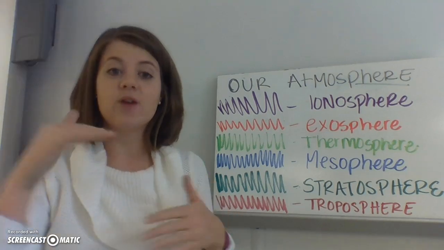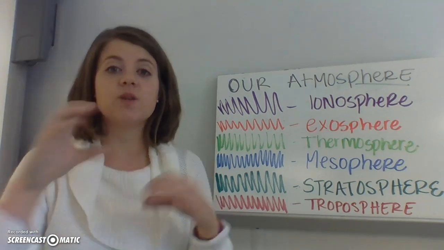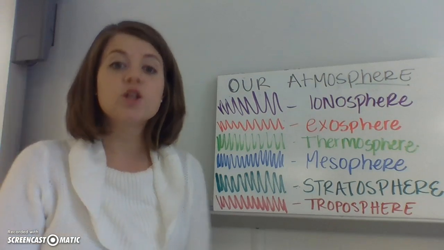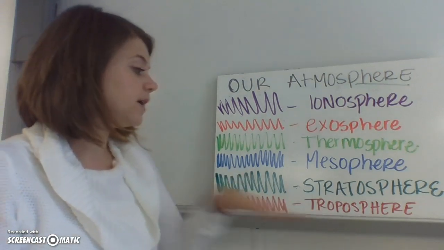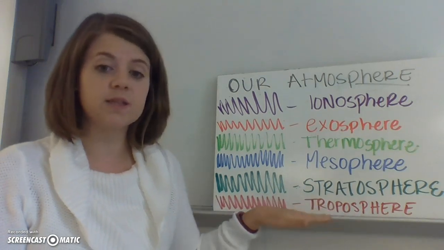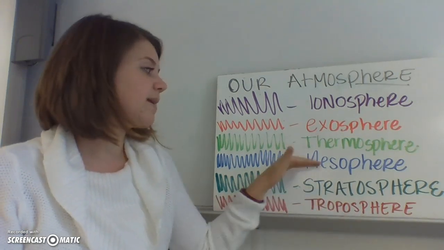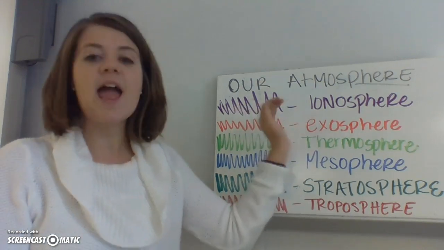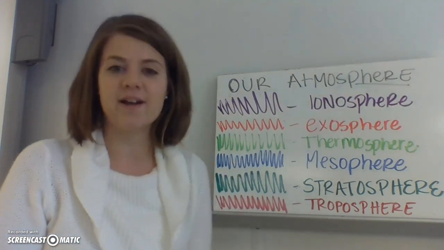And we can break it down into different pieces and look at what each of those specific pieces does. So our atmosphere can be divided up into the troposphere. It's the very first one, it's closest to us. Our stratosphere, mesosphere, thermosphere, exosphere, and way out here we have our ionosphere.